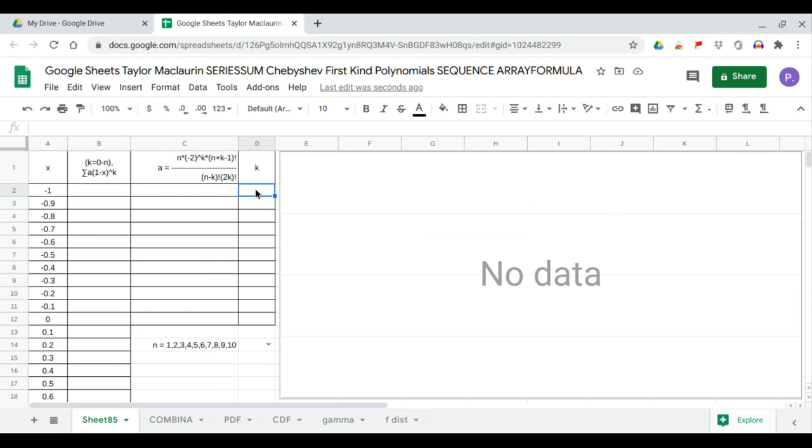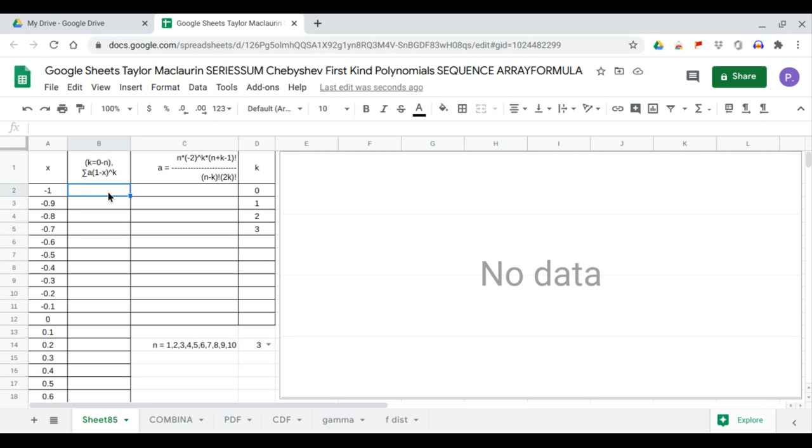And our values for k will be from 0 to n. So this is equal to sequence n plus 1 column starting from 0 incremented by 1. So if our n equals 1, then that's 0, 1. N equals 2, our k is 0, 1, 2. N equals 3, our k is 0, 1, 2, 3.